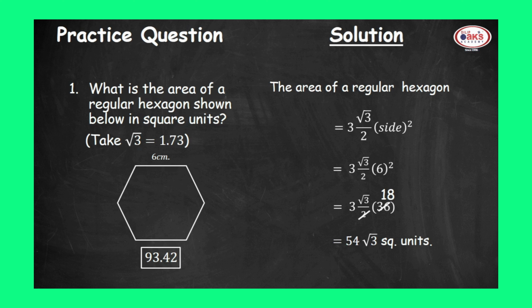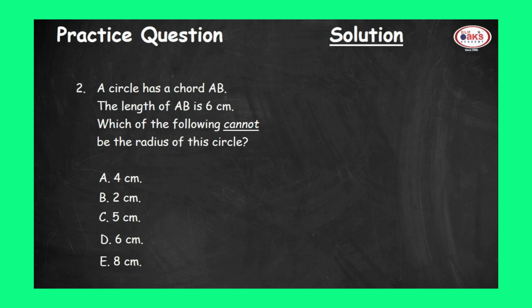Okay, so let's move on to the next question, where it is given that a circle has chord AB whose length is 6 centimeters. Now the question is slightly different because it is not asking you to find anything, but it is asking which of the following cannot be the radius of this circle. So this question has something to do with estimation, not the exact length.